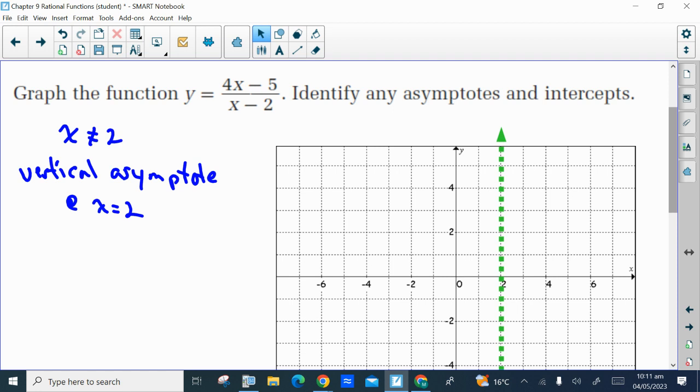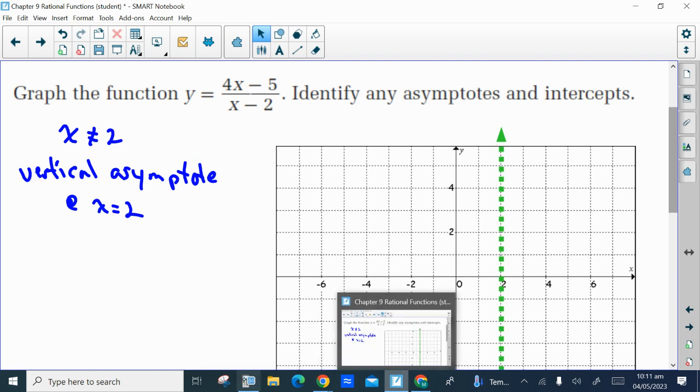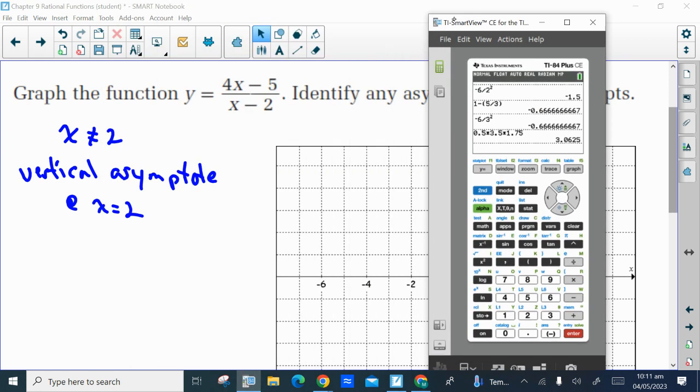On the ones we looked at yesterday, because the numerator was a constant, there was no way to make y equal to 0. There was no x-intercept. And so the x-axis, or the line y equals 0, was our horizontal asymptote. That's not true for this one. So let's see where the horizontal asymptote is. We'll put the equation in our calculator and see what it looks like.